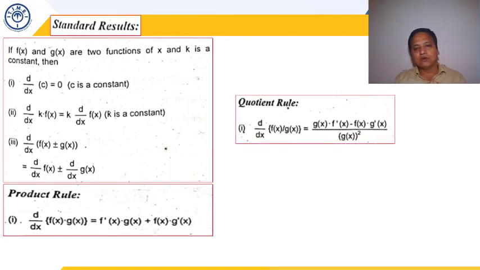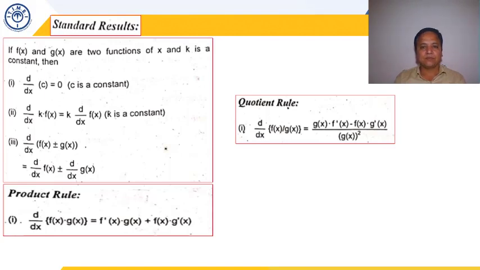Quotient rule. If you want to differentiate f(x) upon g(x), where f(x) is the numerator and g(x) is a function in the denominator, then the quotient rule says denominator multiplied by differentiation of numerator, that is f'(x), minus numerator into differentiation of denominator, that is g'(x), upon denominator whole square. This is the quotient rule. That is g(x) into f'(x) minus f(x) into g'(x) upon g(x) whole square.